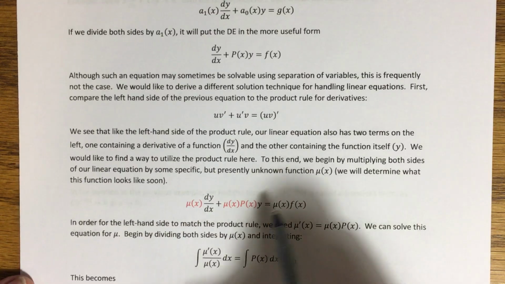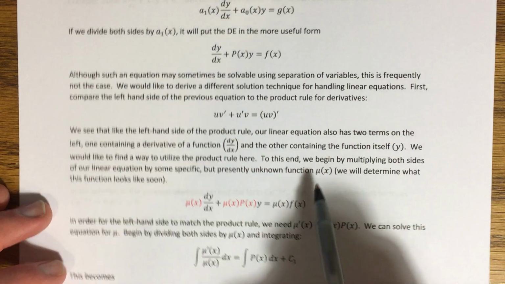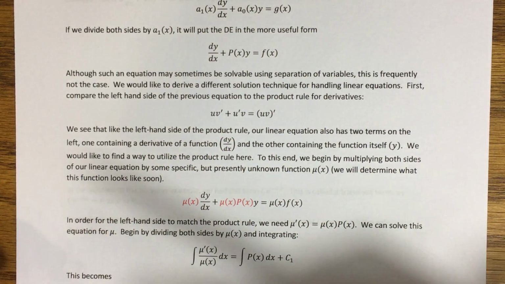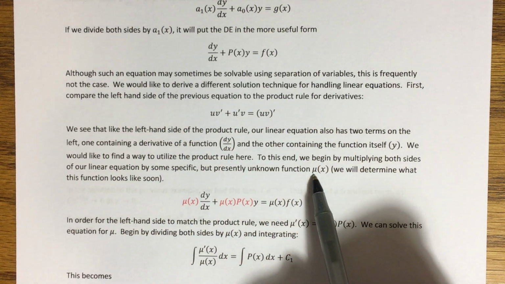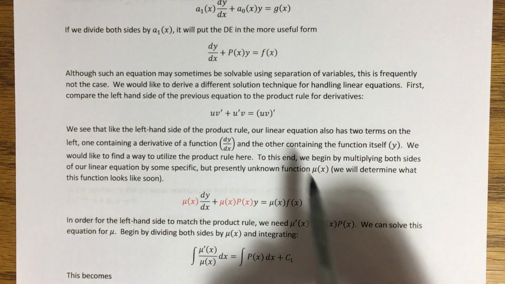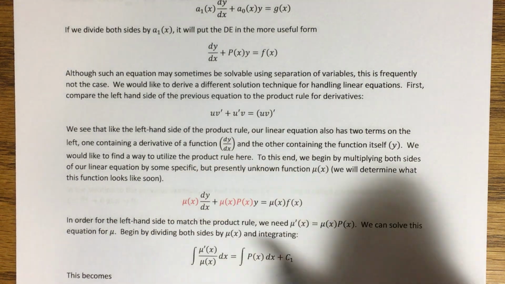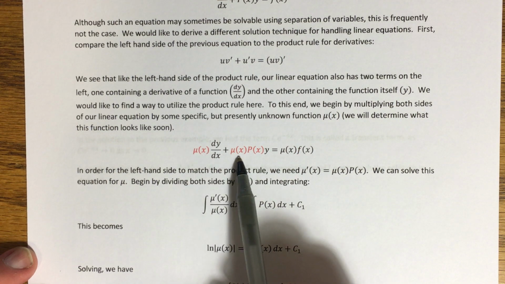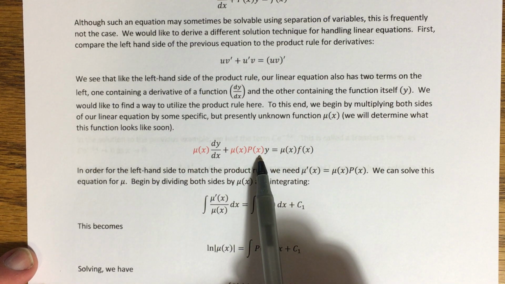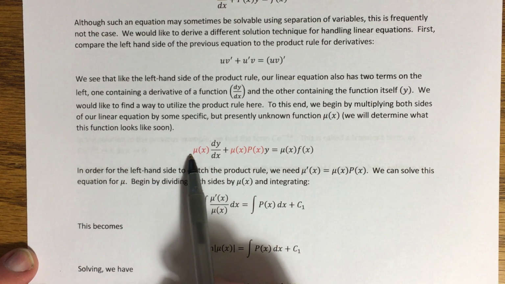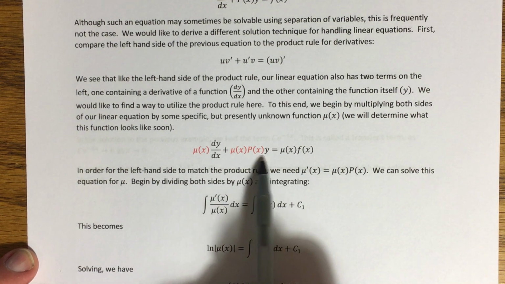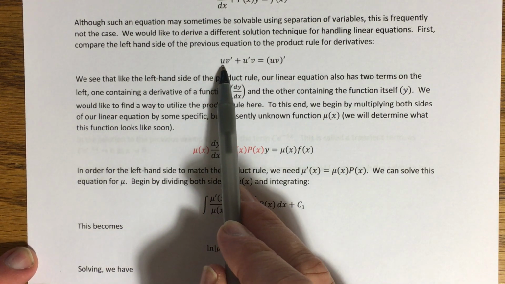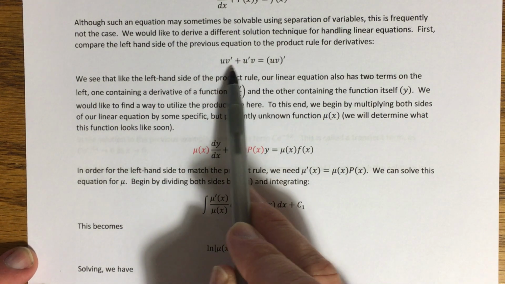Think of some unknown function, a specific function, but we're going to figure out what it looks like in a little bit. Right now, we're just going to think of it as an unknown function, mu of x. If I multiply both sides of this equation by mu of x, I get this. I've highlighted a couple of things in red here, and the reason is that these red functions would correspond to the u and the u prime in my product rule.